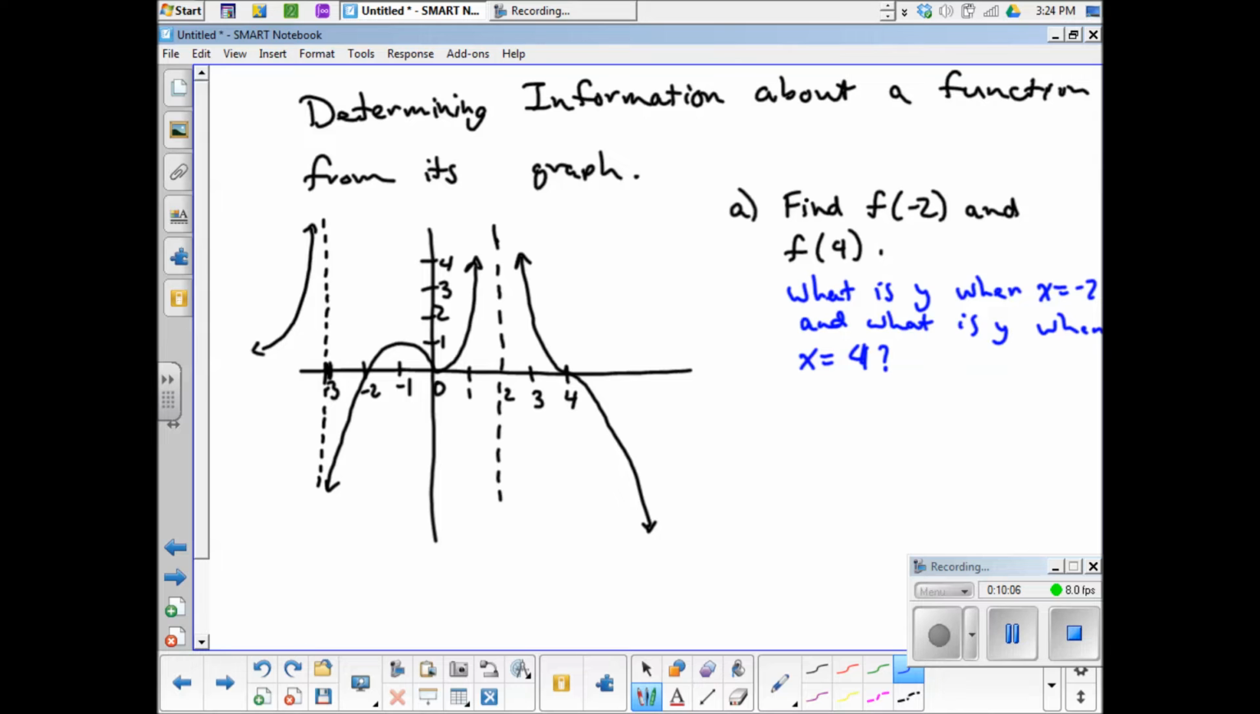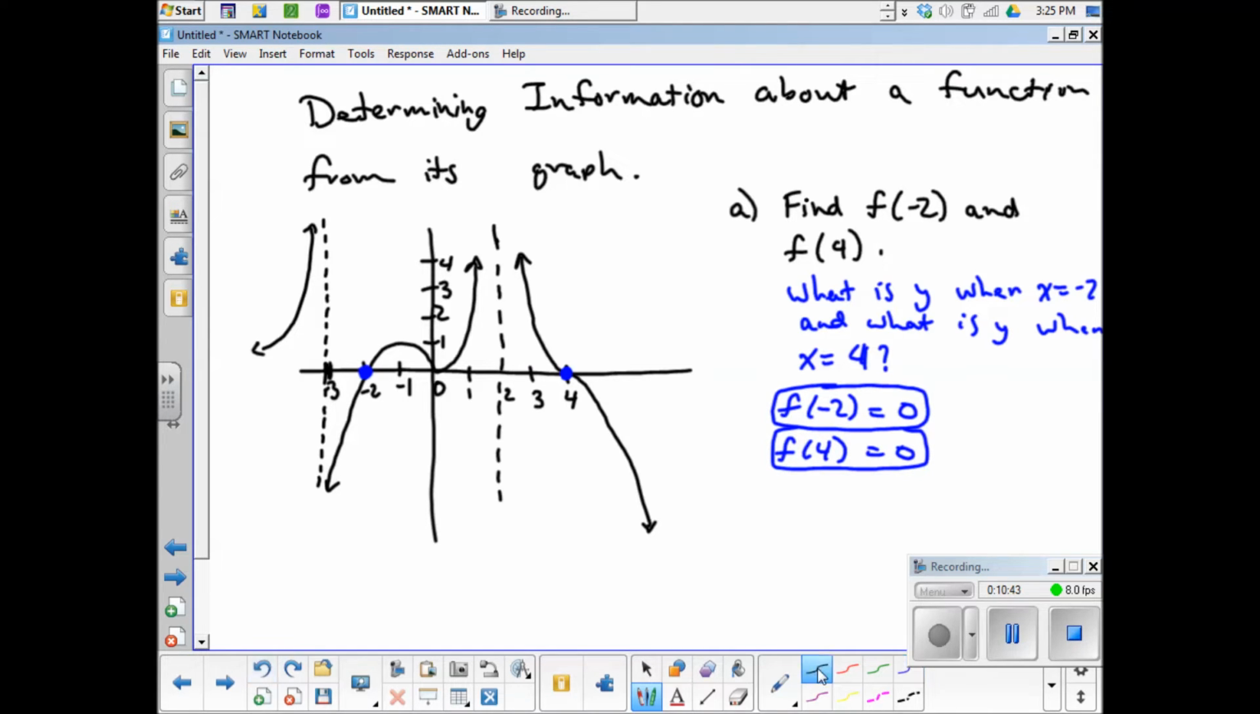So this would be a matter of finding the point where -2 is on the x. So that would be this point if you're at -2, and this point if you're at 4. You'll notice that both of them are on the x-axis. You could actually say that this point is (-2, 0), and this point is (4, 0). Right? Okay, so I would say that f of -2 is 0, and f of 4 is 0. This is like saying y is 0 and y is 0 for these two x's.